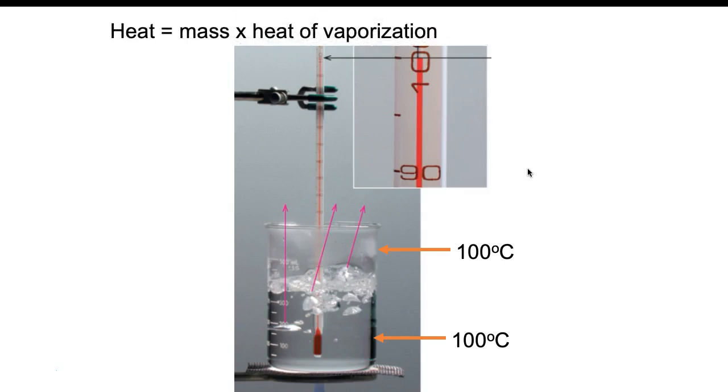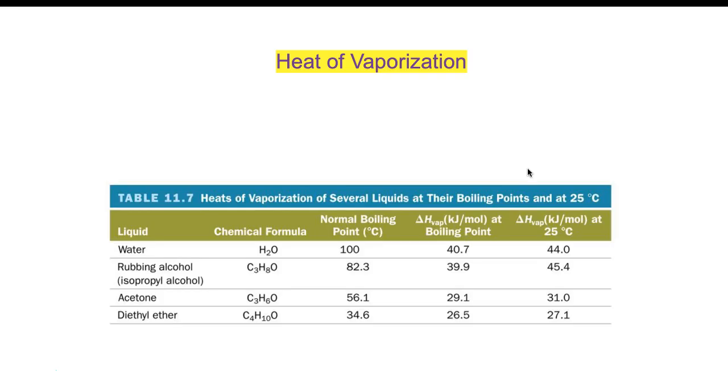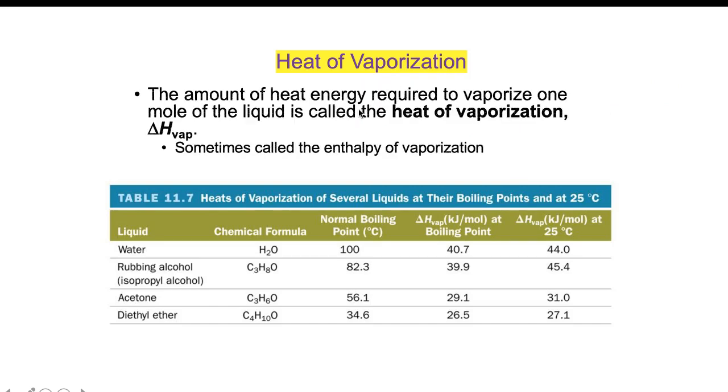And here's the same thing we saw a moment ago. Okay, let me skip right over to heat of vaporization. Heat of vaporization here is the amount of heat energy required to vaporize 1 mole of a liquid, and it's going to be at its boiling point, though. It should be saying that. Here's our symbol for heat of vaporization, delta HVAP, and sometimes called the enthalpy of vaporization. And here are the values listed.